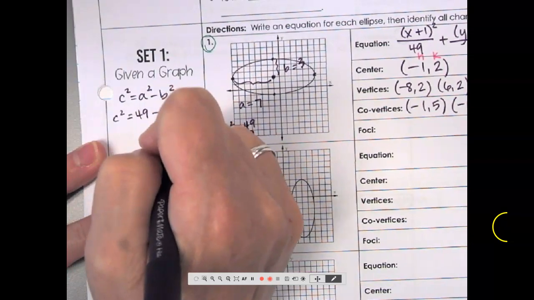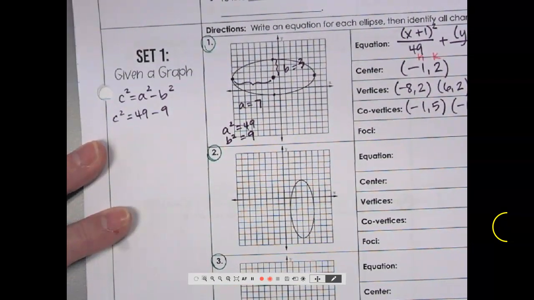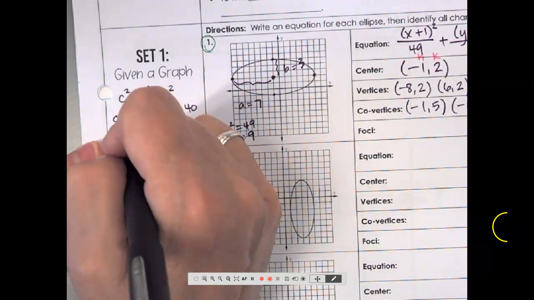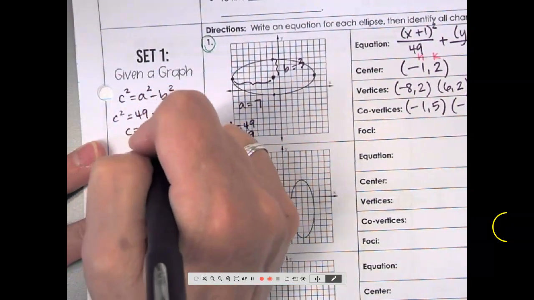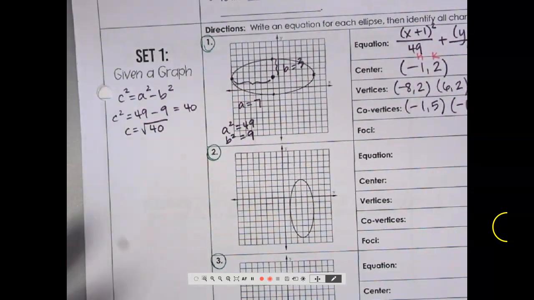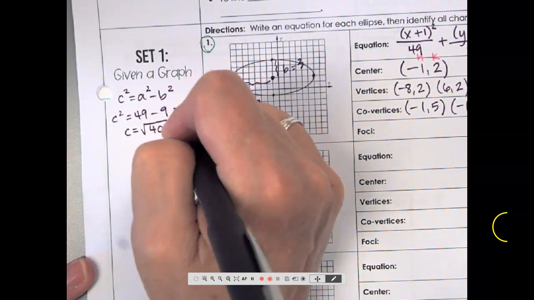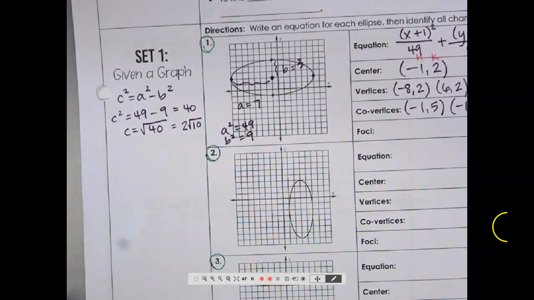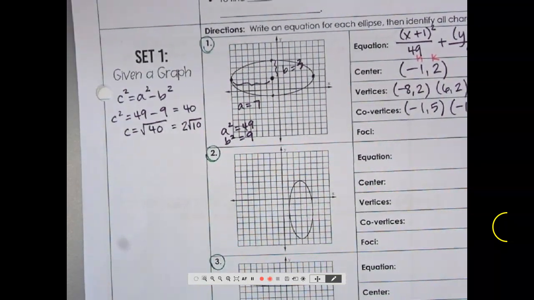B squared is the smaller denominator, so that would be 40, and c would be the square root of 40. Now that does simplify. That's 4 times 10, so that becomes 2 square root of 10. I'm just going to be lazy and leave it as the square root of 40.